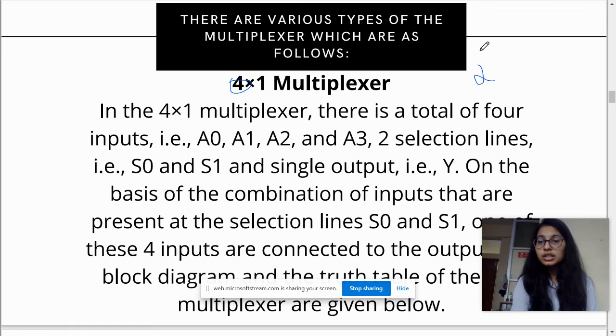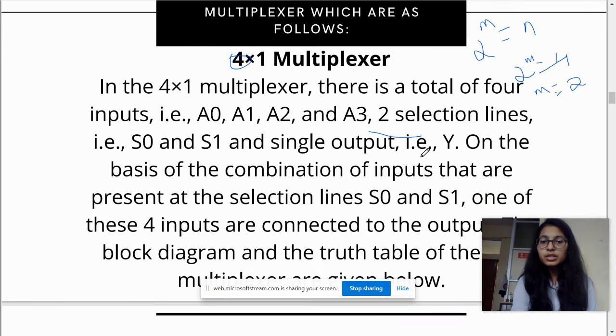How will we find the selection lines over here? 2 to the power m is equal to n. So n over here is 4, so we get 2 to the power m is equal to 4. So m would be 2. Since it will be 2 to the power 2, m will be 2. So we'll have two selection lines over here, that is S0 and S1, and a single output since it's a multiplexer.